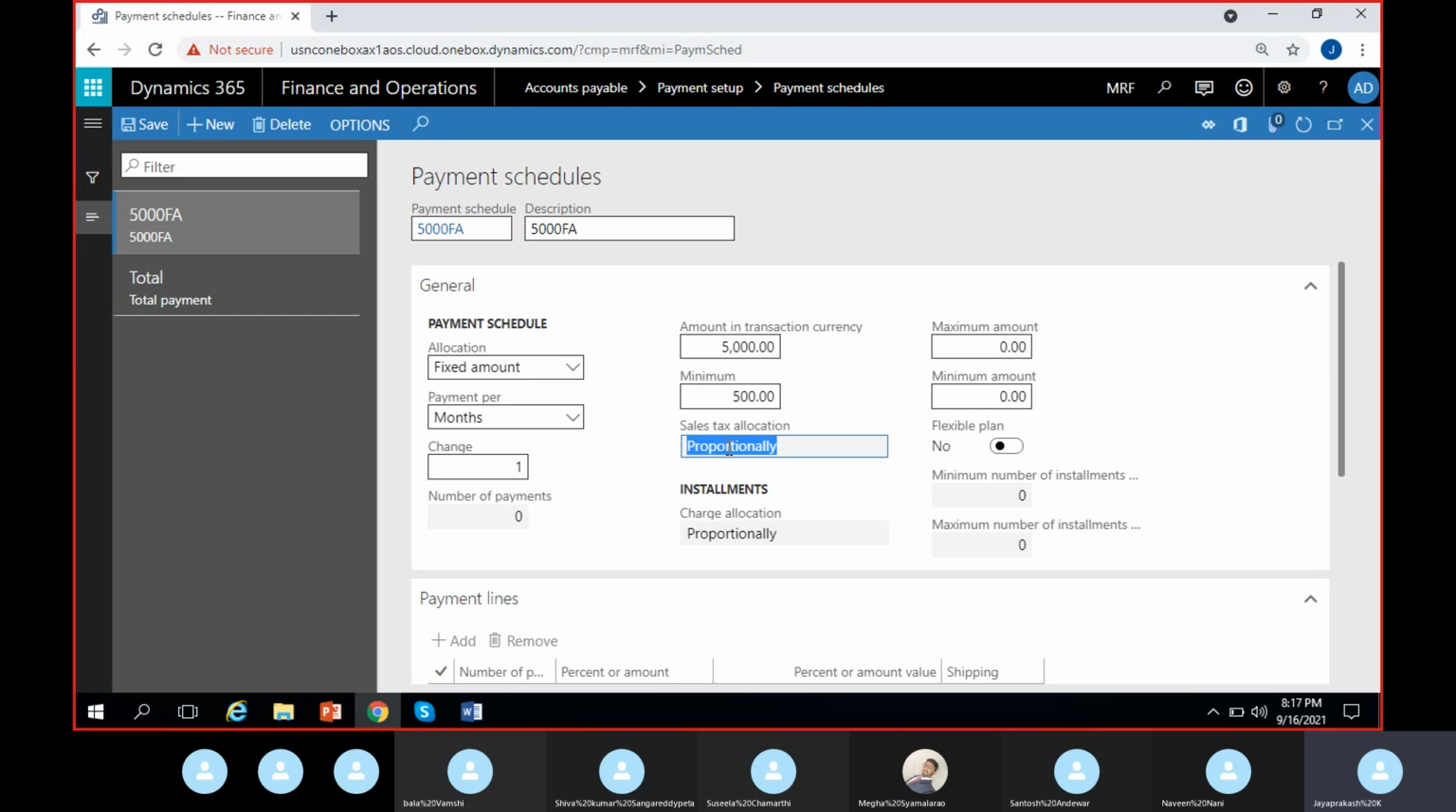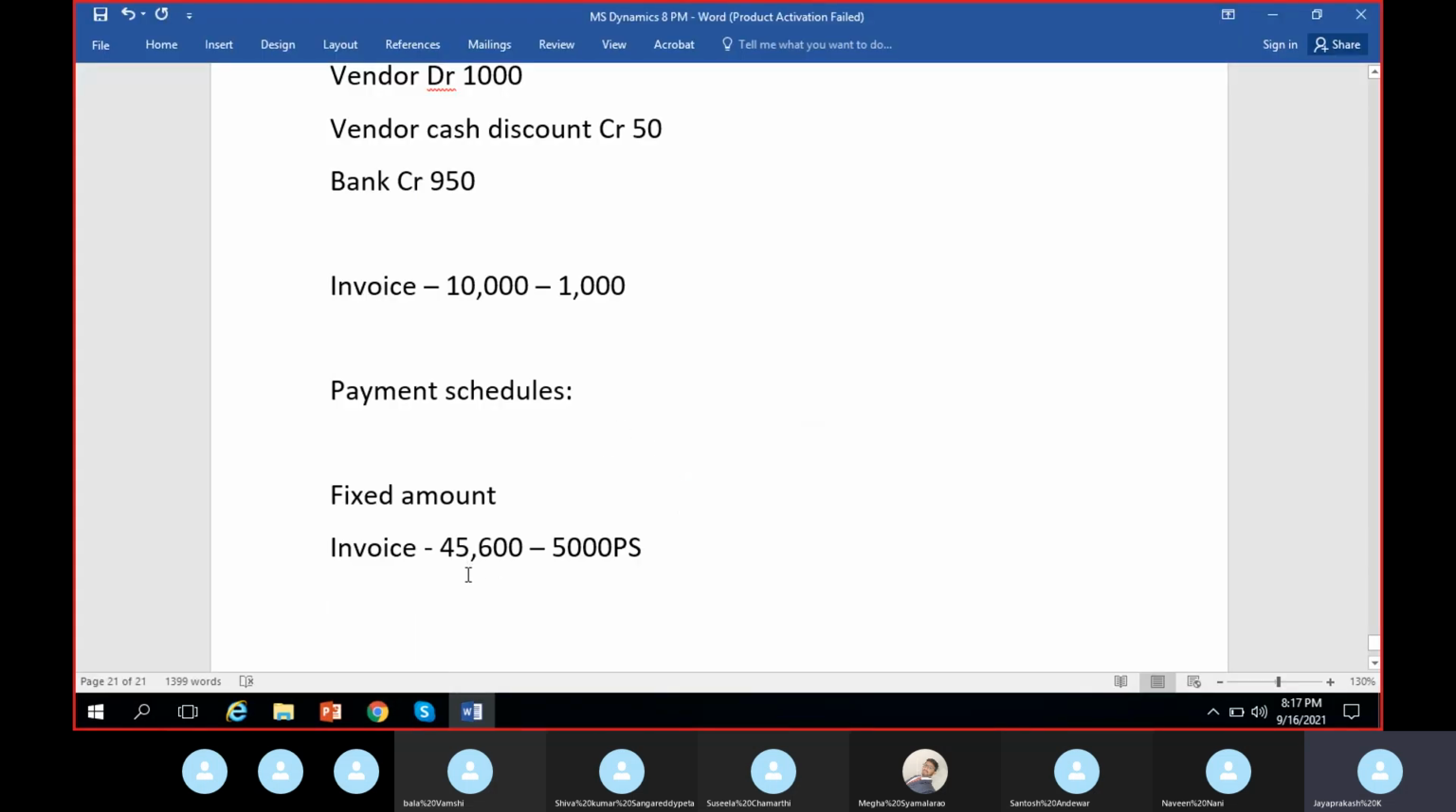Then we have certain concepts here. It normally divides proportionally in this method, the fixed amount method. What happens to sales tax allocation? Within the invoice, suppose it is for 50,000. In this 50,000, 45,000 is the base amount and 5,000 is the tax amount.